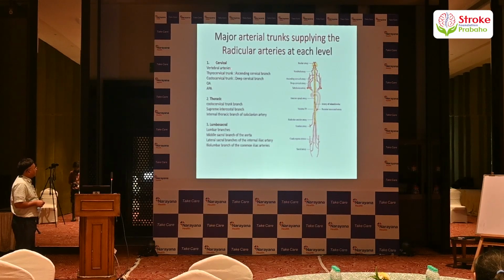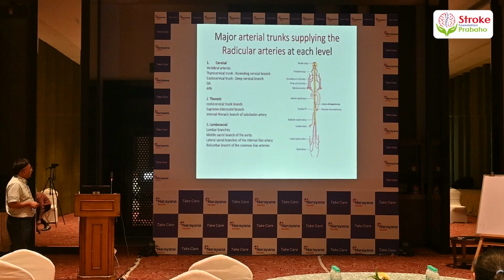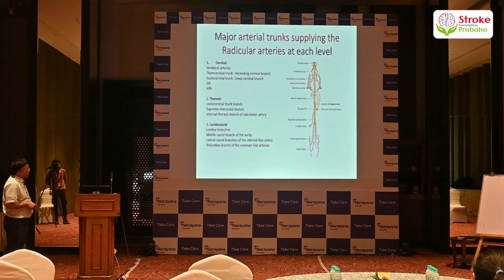Vertebral artery, thyrocervical trunk, whose branch is the ascending cervical artery, costocervical trunk, whose branch is the deep cervical artery, then occipital artery and ascending pharyngeal artery. At the thoracic level, again it is a costocervical trunk branch, the supreme intercostal artery, which is a branch of the costocervical trunk only, and the internal thoracic branch of the subclavian artery. So these are the reinforcing arteries at the thoracic level. At the lumbar level, there are lumbar branches, medial sacral artery, lateral sacral artery, and iliolumbar artery. The main arteries are the medial sacral artery, lateral sacral artery, and the iliolumbar artery, which supply the lumbar region.